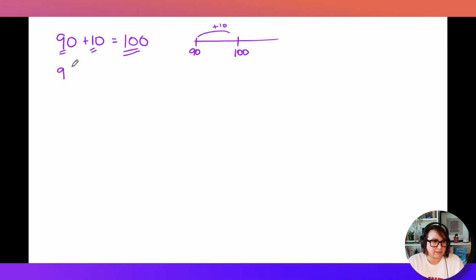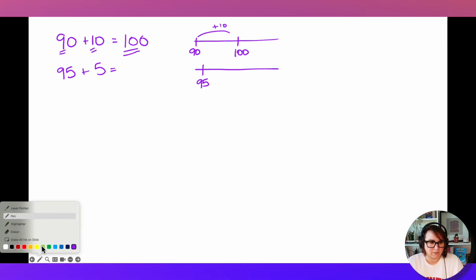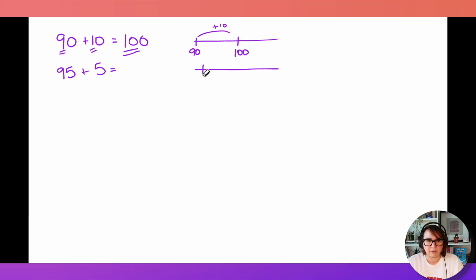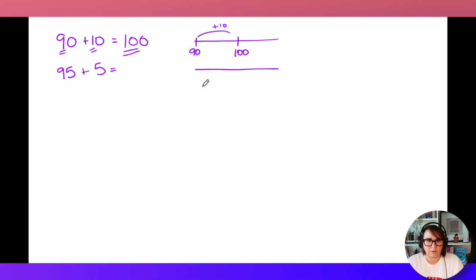Our next problem is 95 plus 5. Well, let's draw this on this number line again here. 95 is just above 90. And this time we're going to add 5. Actually, that's not the best representation of this. Let's move that a little bit. So 95 is actually right here. And we're going to add 5.